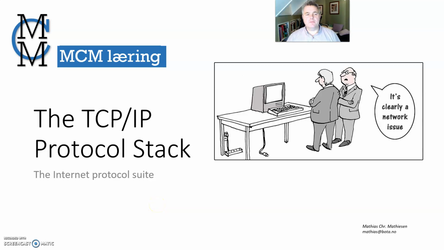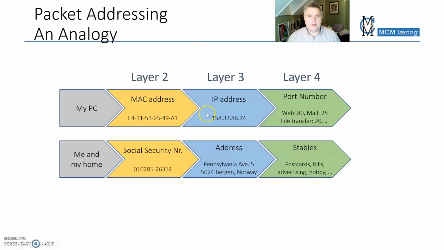On this set of films on the TCP/IP protocol stack, the second film is about IP addressing, and we will have a look at the difference between IP version 4, version 6, and also have a look at some MAC addresses. So first of all, let's look at the slide that we looked at in film number 1, which is what MAC addresses and IP addresses are.